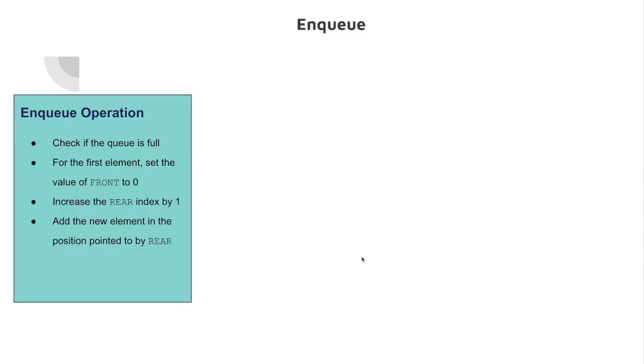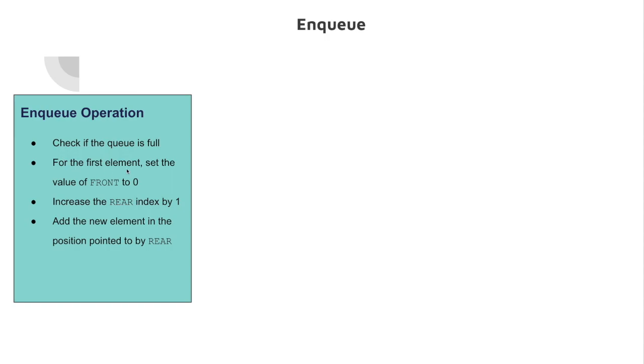Let's discuss what the enqueue method is and how it works. First of all, as I told you already, check if the queue is full. If the queue is full, we cannot insert any element into it, so we need to check that first. Then for the first element, set the value of front to 0. What is the initial state? It is -1. Front and rear will be pointing at -1.